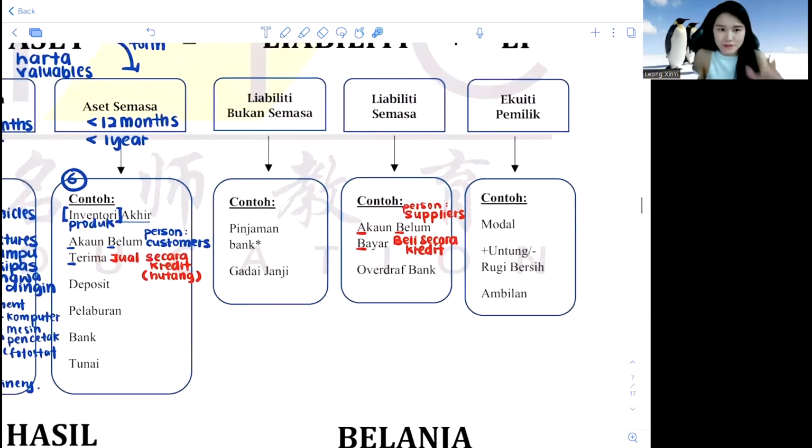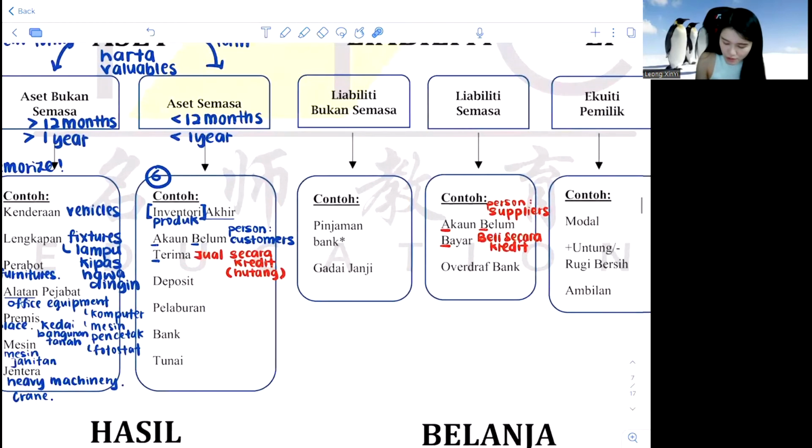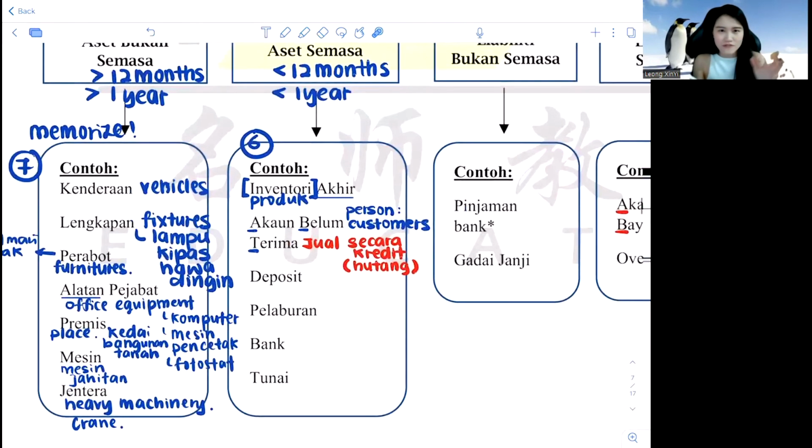So we have two types of persons here in our syllabus, but just two. ABT is customers that haven't paid, and ABB is suppliers that we haven't paid. Okay, so we are done with the ABT and ABB lah, meantime. So we continue to deposit and pelaburan. This one doesn't really come out in much of our exams, but maybe the first exam they will ask lah, since only chapter 1, chapter 2, okay?